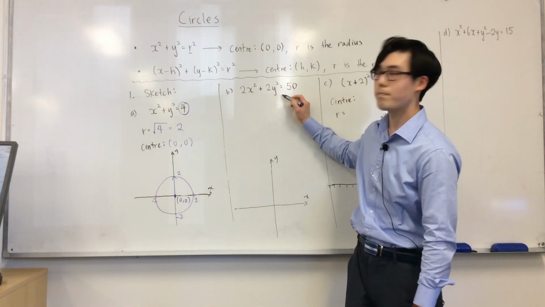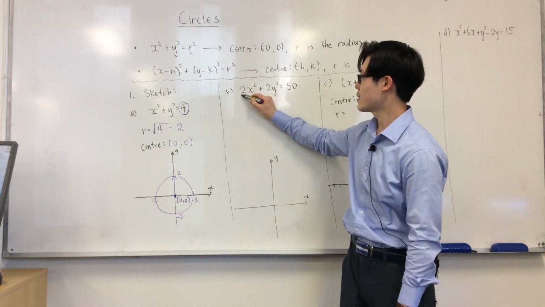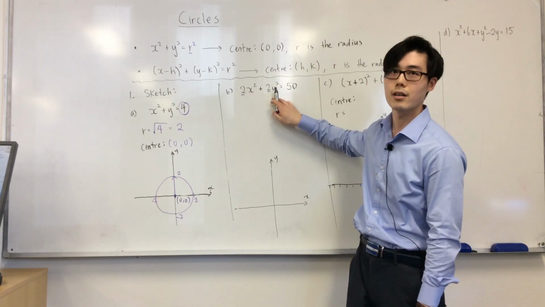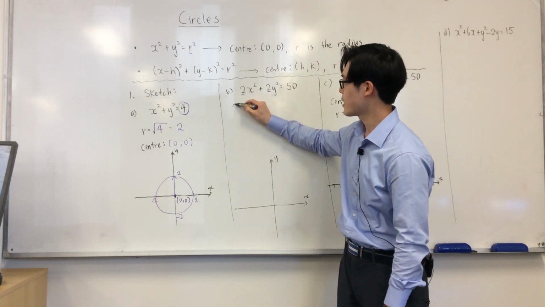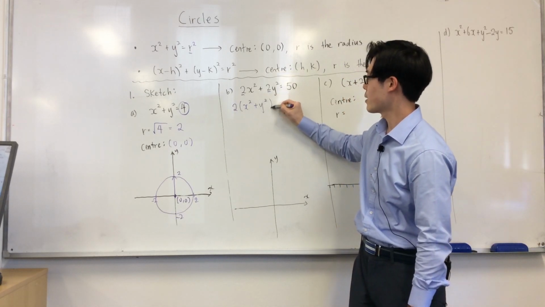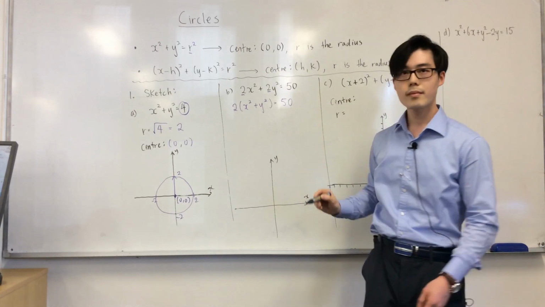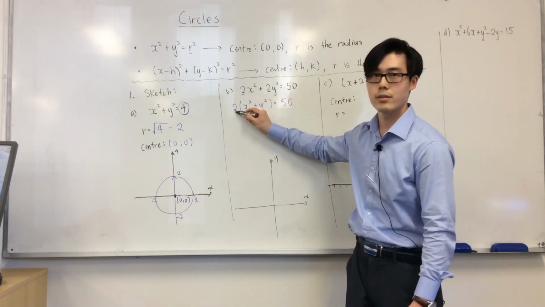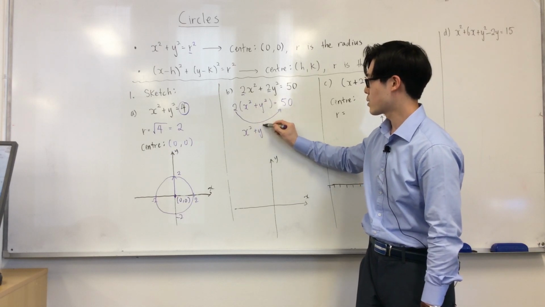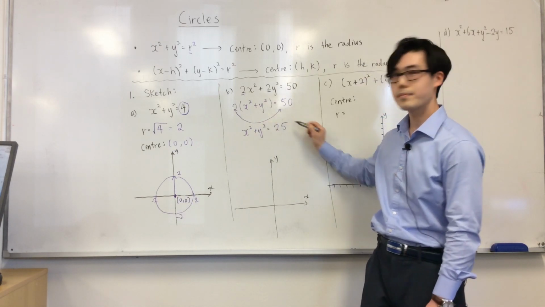Same thing here. The one thing you've got to do here though, you see how there's 2 in both the x squared and y squared? You can't have any numbers in front of x squared and y squared, so you want to factorize it out. So 2 times bracket x squared plus y squared equals 50. Then I've got to divide the 2 to the other side. So now I've got x squared plus y squared equals 25.